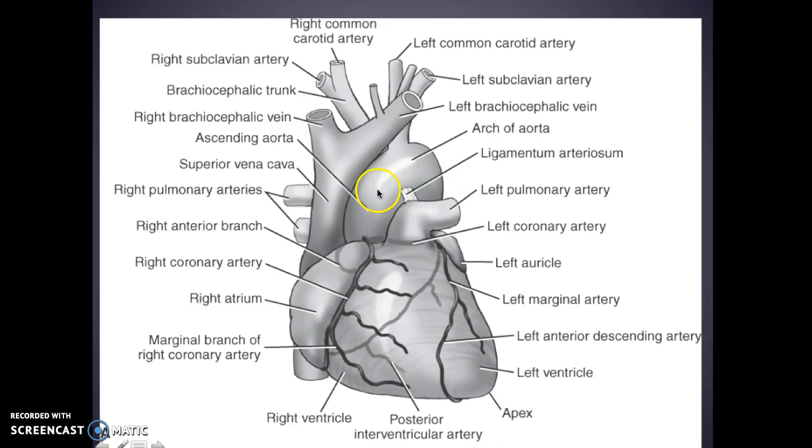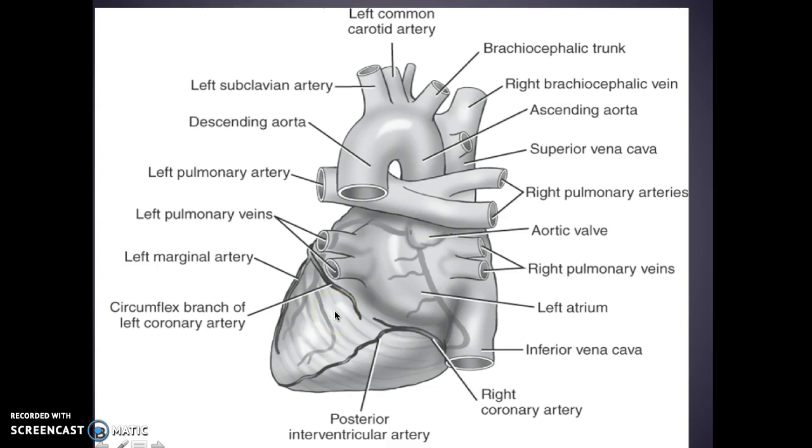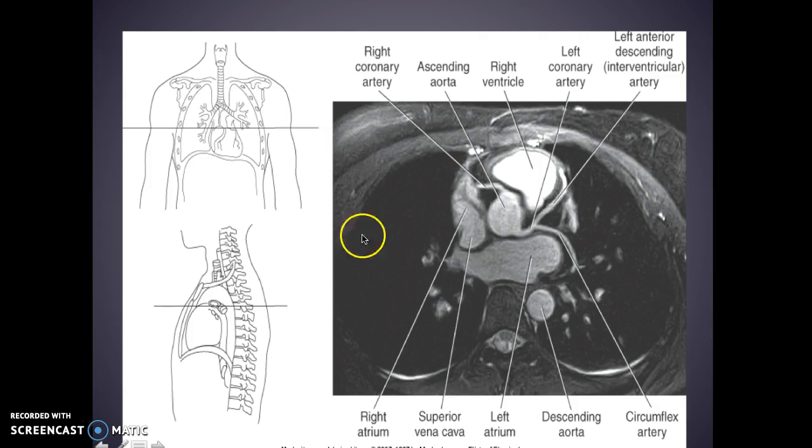So looking at the heart, we're going to start looking at the vessels of the heart. So here's your right coronary, and coming around we have your circumflex, and that's the main thing. All right, MRI, this is angio, so it's a cardiac MRA. So here's your right ventricle. We're looking at the ascending aorta.